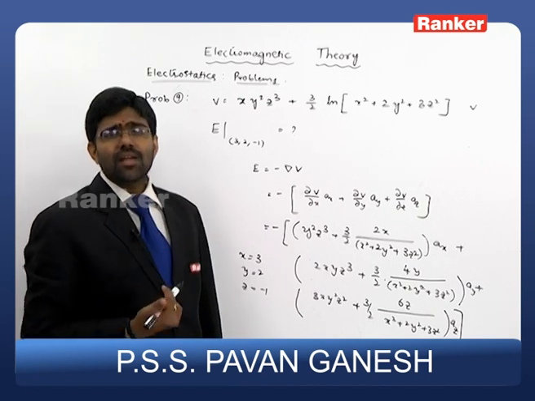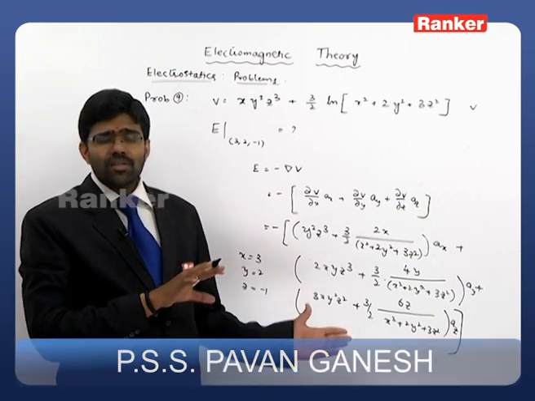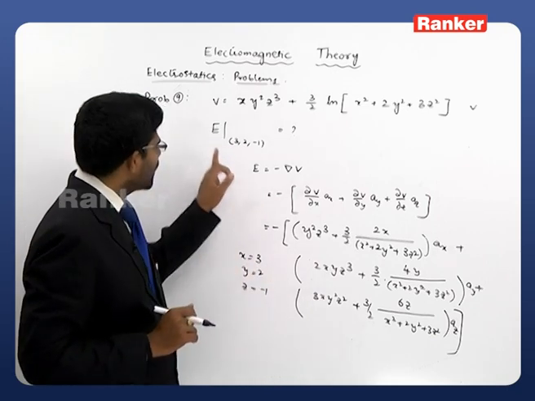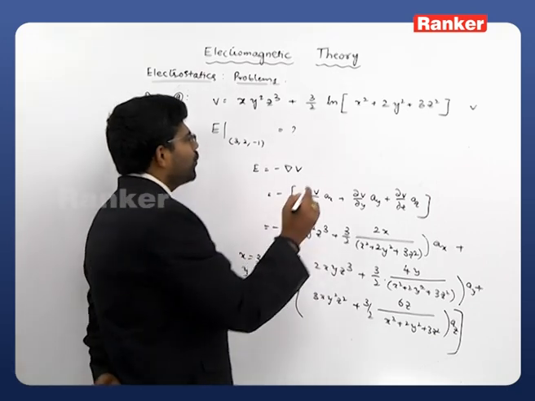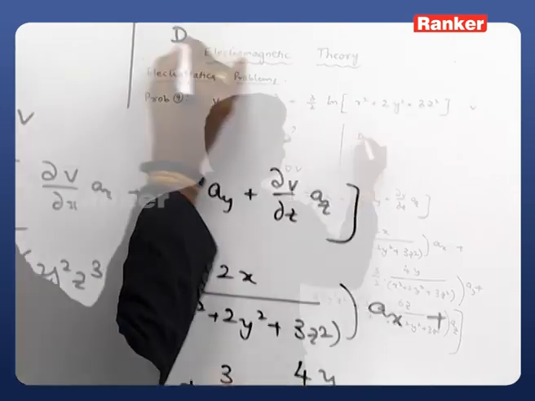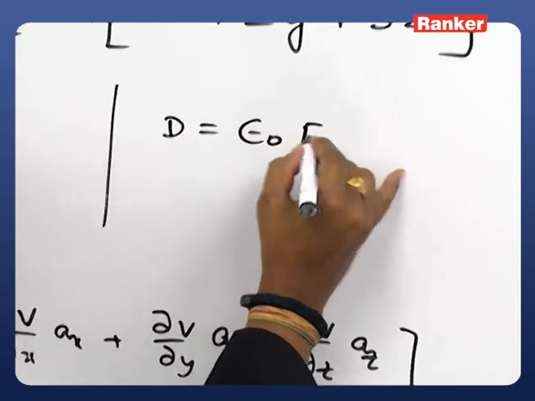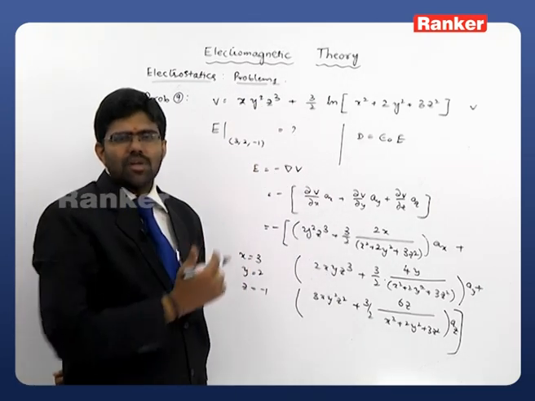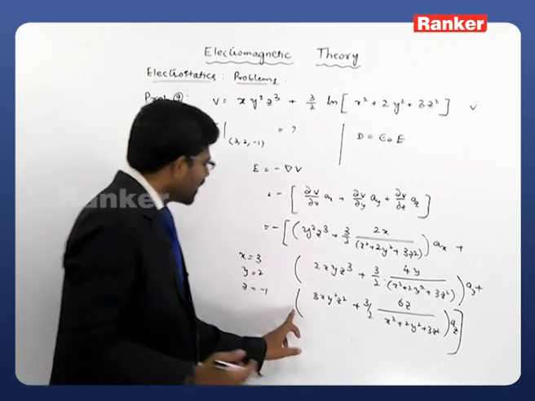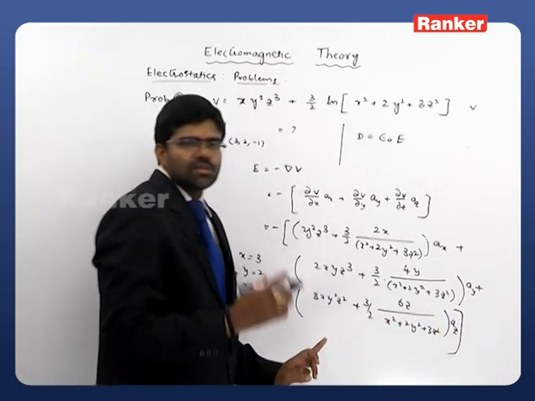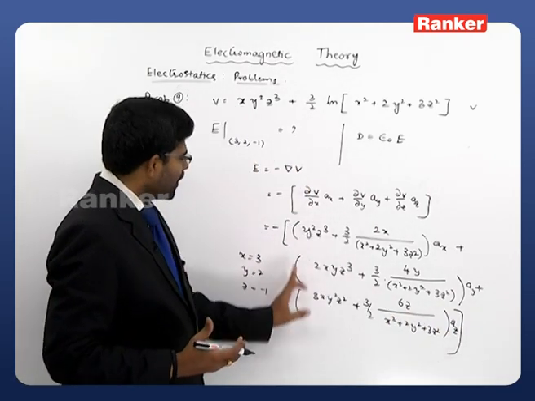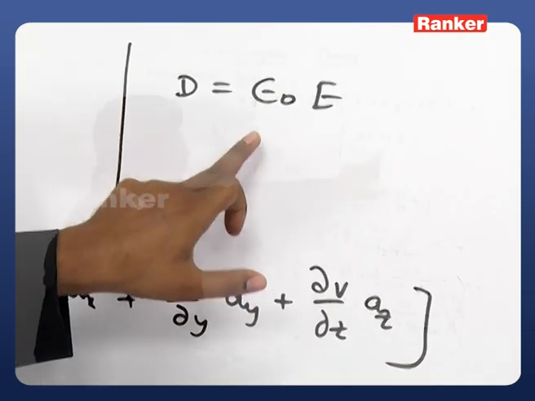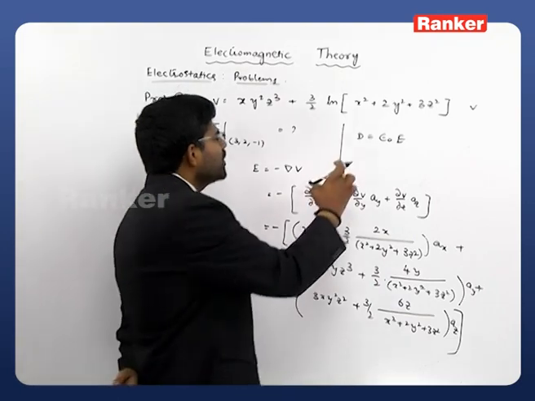After calculation of the electric field intensity, we have to obtain the electric flux density. Already we know the electric field intensity and the electric flux density are related by the simple equation D equals epsilon naught E. Since V is given in free space, we are considering epsilon naught. Therefore, after getting the value calculated using our calculator, multiply it with epsilon naught, and what we get is D.